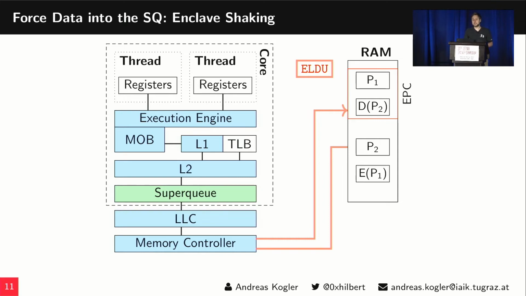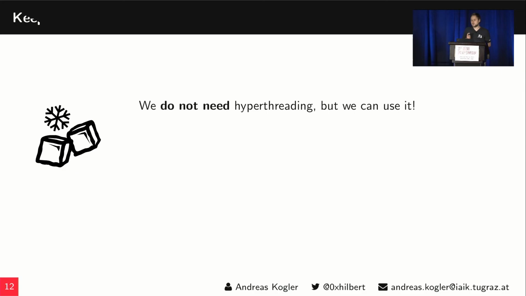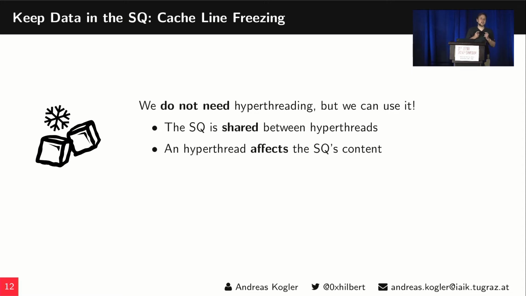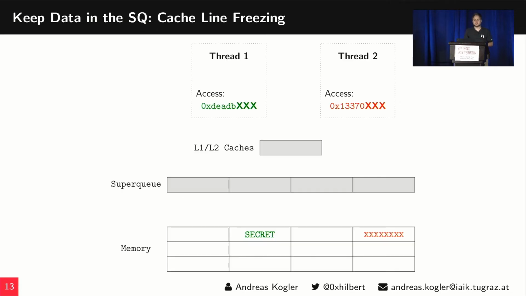And that brings us to cache line freezing. We don't actually need the hyperthread for the leakage to work. But if you think about it, the hyperthread and its sibling are both components of a core and therefore share the superqueue entry. This means that the hyperthread can also influence the content of the superqueue of its sibling. And we use a theory here that zero blocks, blocks of memory which are all zero, are never transferred over the superqueue. That sounds a bit complex, so let's look at an animation here.